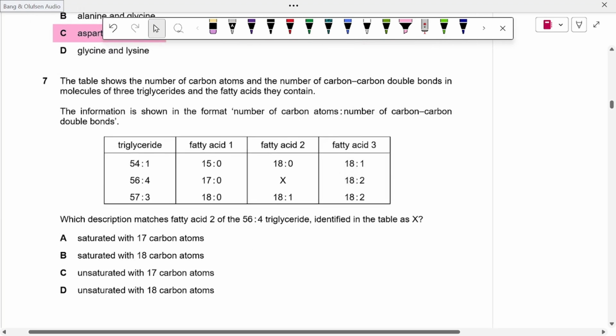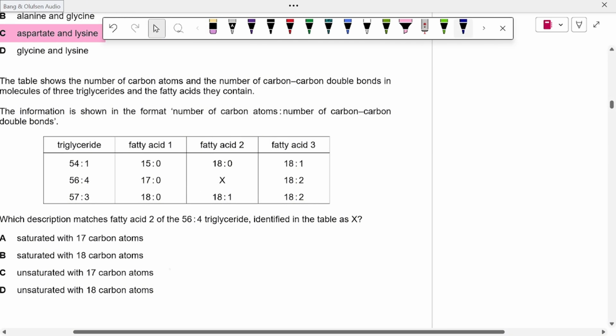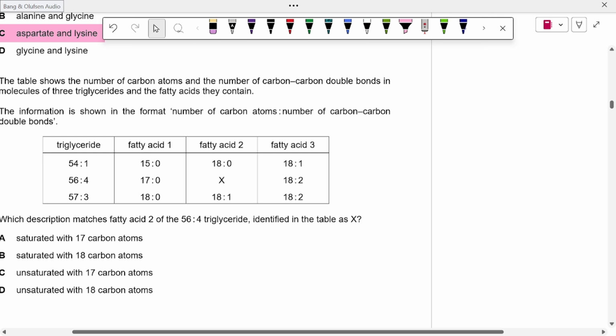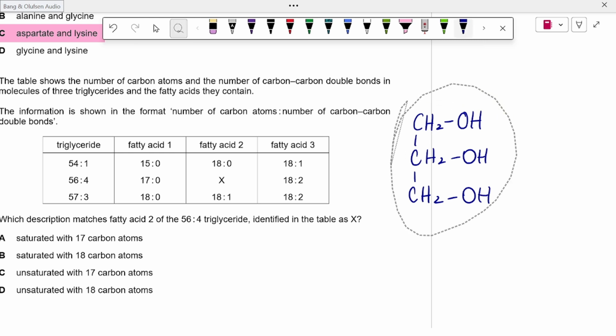Question 7 is a bit tricky but a very interesting question. The table shows the number of carbon atoms and the number of carbon-carbon double bonds in molecules of three triglycerides and the fatty acids they contain. You have three types of triglyceride, and they have given the fatty acid numbers for all three. The information is shown in the format number of carbon atoms and number of carbon-carbon double bonds. So you know triglyceride is made up of fatty acid and glycerol. They've only mentioned fatty acid, glycerol they have not given, but you should know the structure of your glycerol. Remember it. Glycerol has 3 OH in its structure and it looks like this. And this information will be applied in this question. Let's see. Let me move this to the side a bit.